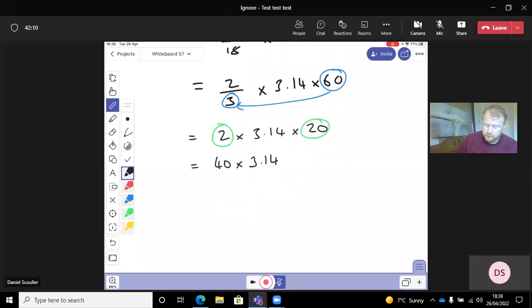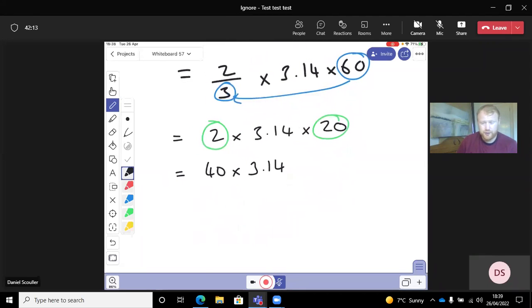So now I've got 40 times 3.14. Now, that's really difficult to do. I can't do that. So what I'm going to do is simplify that a wee bit. I'm going to do 4 times 10 times 3.14. That just breaks that 40 up into another multiple. So it's just knowing what you can do in math for it to make sense. That makes it a wee bit easier. That means I can do 4 times 31.4.